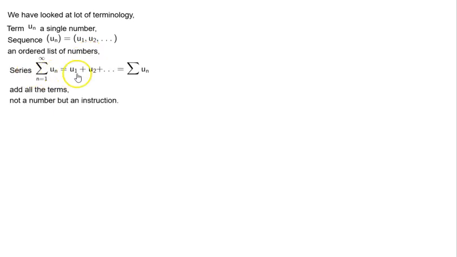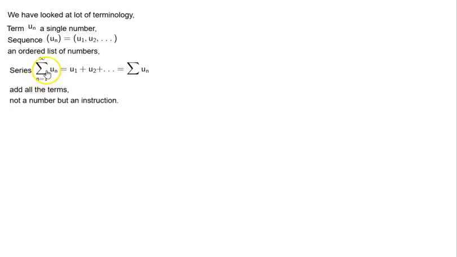We have looked at a lot of terminology related to sequences and series. We know what a term is, represented as u sub n. It represents a single number. Sequence u sub n is nothing but an ordered list of numbers. Series is the sum of all the terms. And remember, there are infinitely many numbers in the ordered list. So when we add up all these, we call it a series.